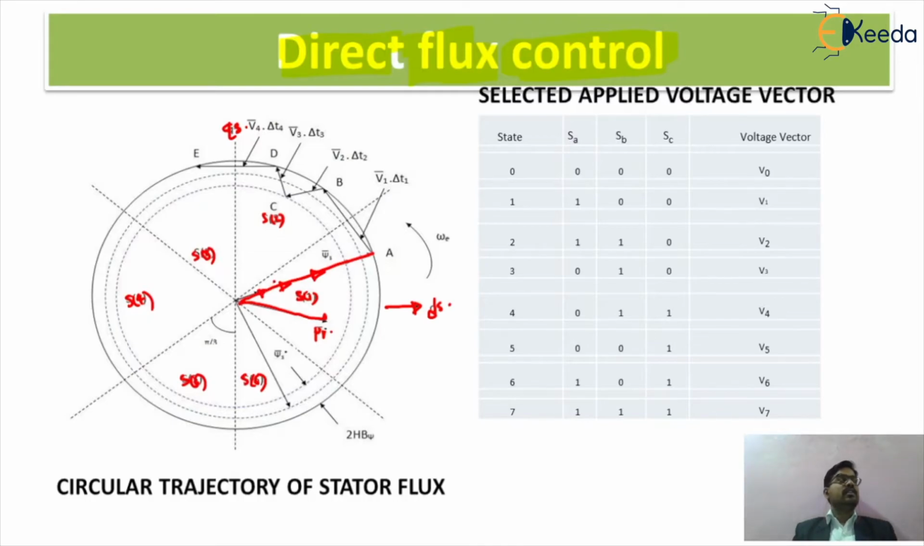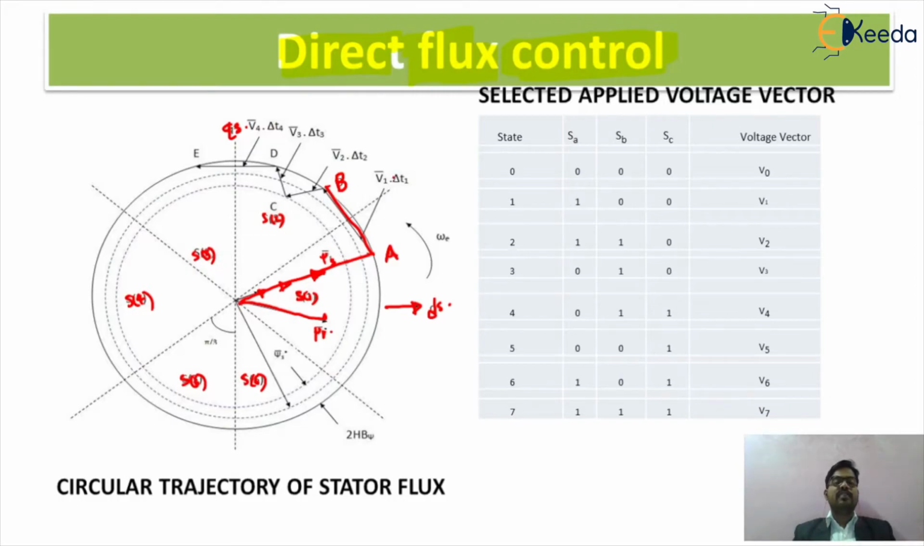So friends, in the stator circuit we are giving the input at point A. As shown in the figure, we are giving the input to point A, which is basically psi s, because in direct flux control we are controlling the value of the stator flux. As shown in the figure, this is the circular trajectory of the stator flux. First of all, this flux will be moving from point A to point B.